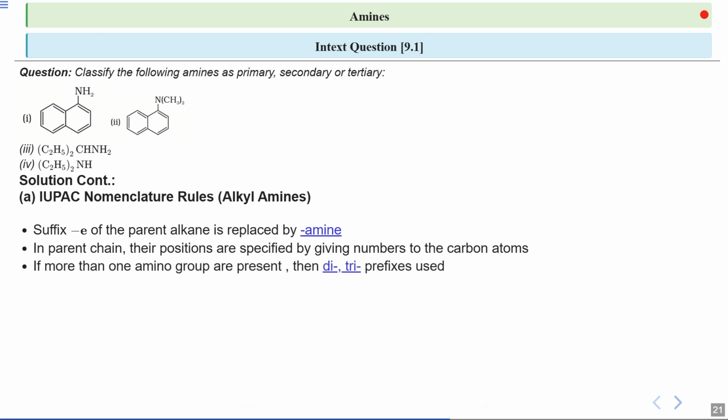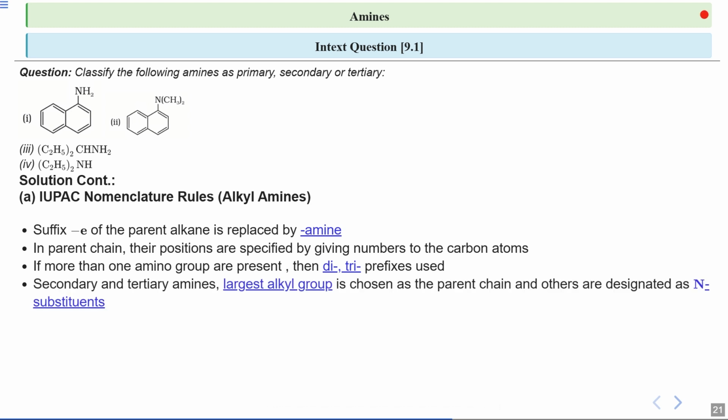If we have more than one amino group, then we use prefixes like di, which is used to denote two amino groups, and tri, which is used to denote three amino groups. Now for secondary and tertiary amine, the largest alkyl group is chosen as the parent chain. And the other groups which are attached to the nitrogen are called N substituents, and we indicate them with the N prefix. Okay?